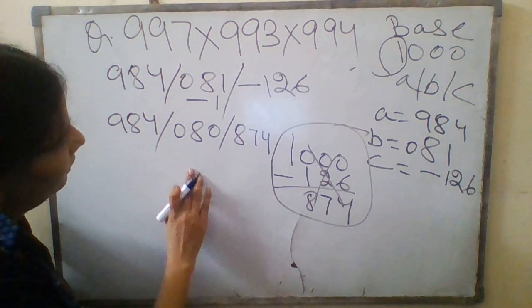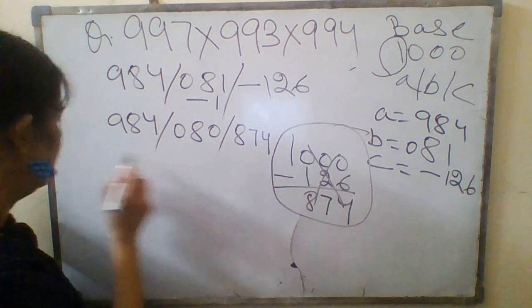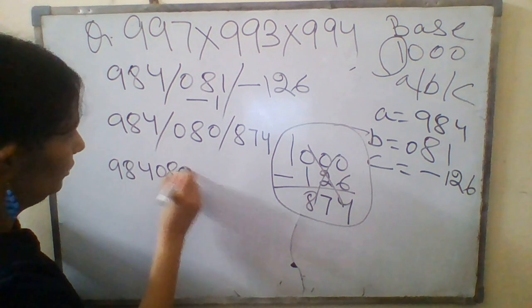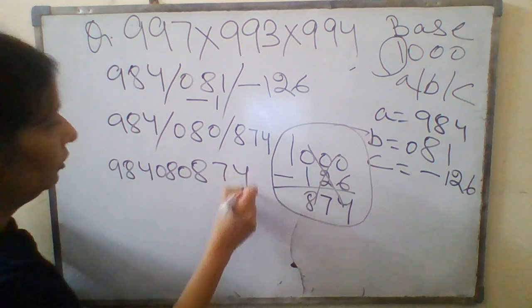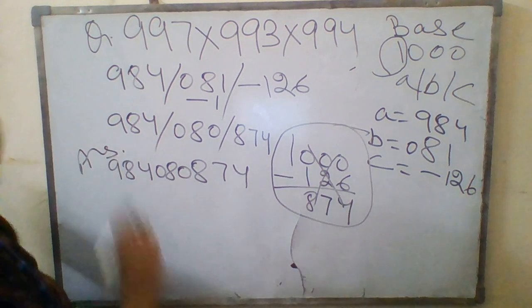And now you see here also you have 3 digits. Here also you have 3 digits. So this is your final answer. 984080. Now 874. You can write down all the digits together, and this is your final answer.